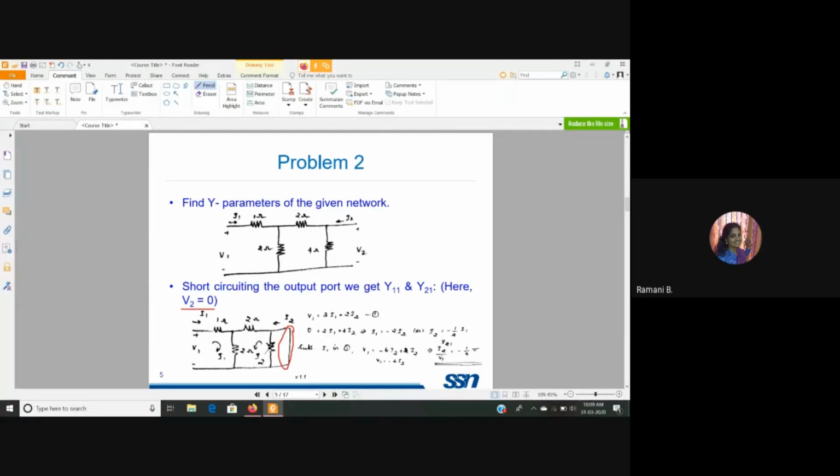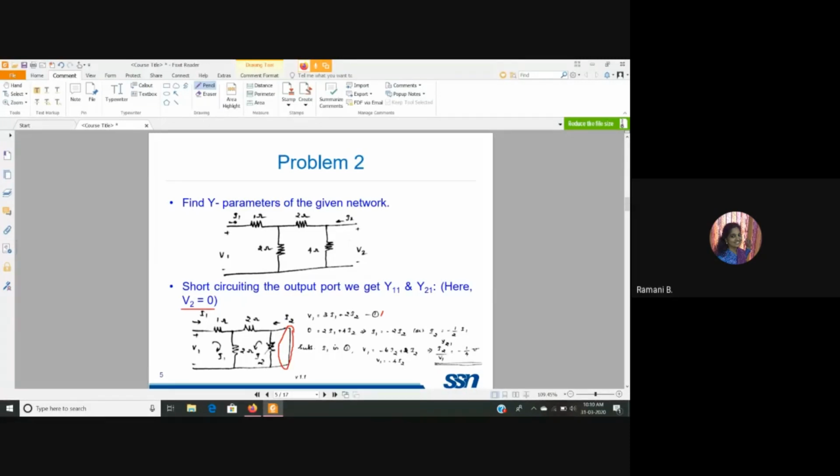This particular resistor is parallel to the short circuit, so it will not have any effect, so that gets nullified. So our equation will be, considering I1 in the clockwise direction and I2 in the anti-clockwise direction, V1 is equal to 1 I1 plus 2 into (I1 plus I2). So V1 is equal to 3 I1 plus 2 I2.